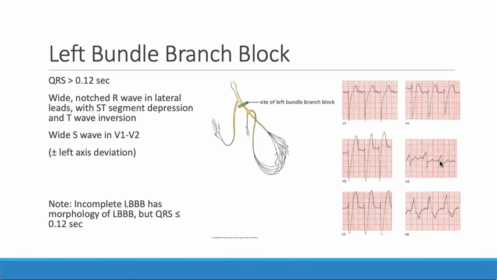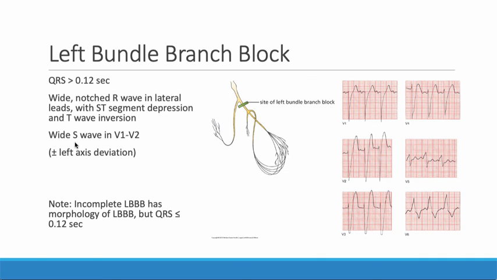You have the RSR prime here, there's an R, there's the R prime in V5 or V6, and you have the wide S wave here in V1 or V2. You see that? So that is the classic left bundle branch block.